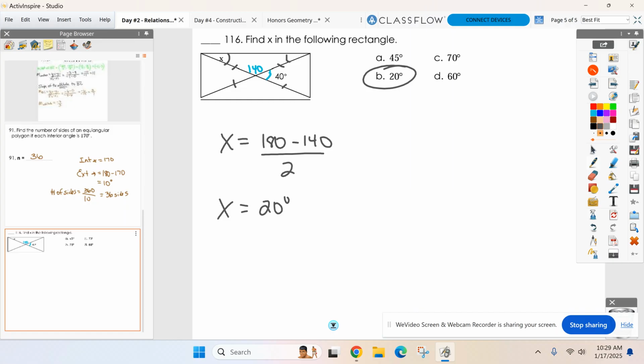All right, next up, you got your packet, construction packet. You can close up your Chromebooks, we're good there. You got your construction packet on you.